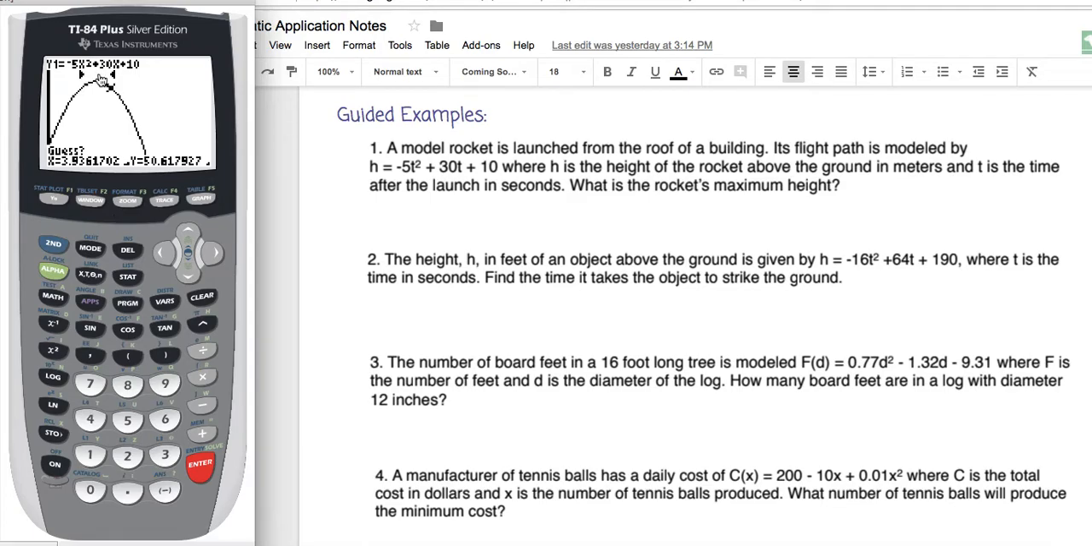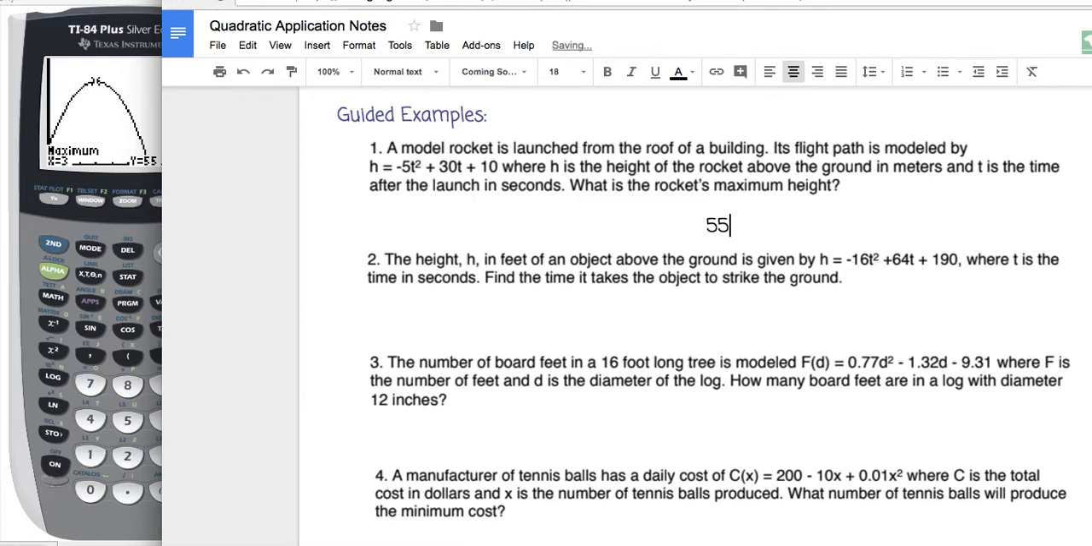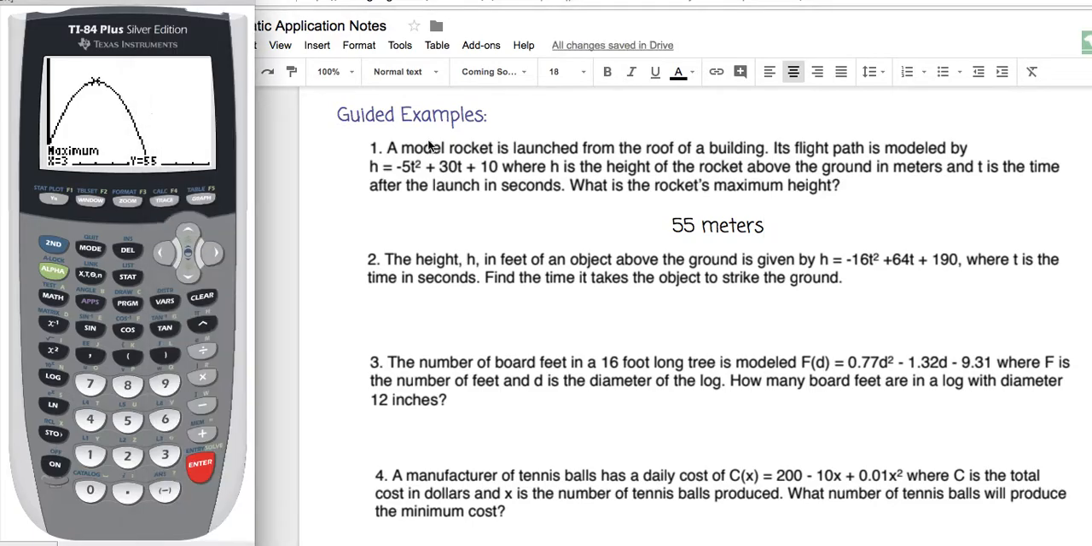And see these two arrows? That's where the calculator is going to look to find the maximum value. So hit enter again, and it lands right on the maximum point. So it's 3 and 55. So the rocket's maximum height. Notice h is the height, and h is where we normally see y equals. So y equals is now h. So look over here at the y value. The maximum height of the rocket was 55 meters. Okay, so that's it for example 1.